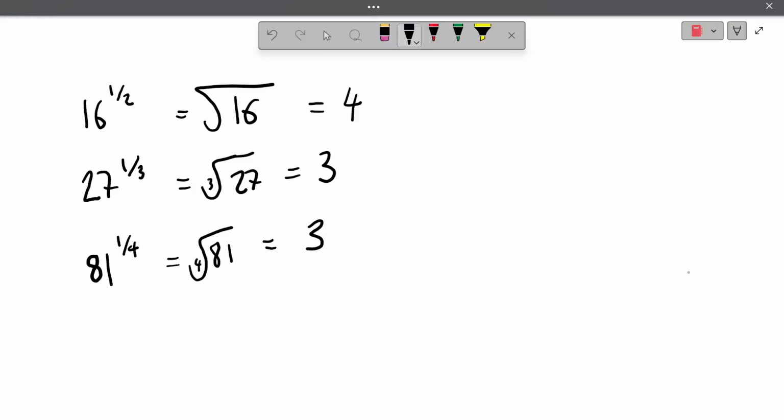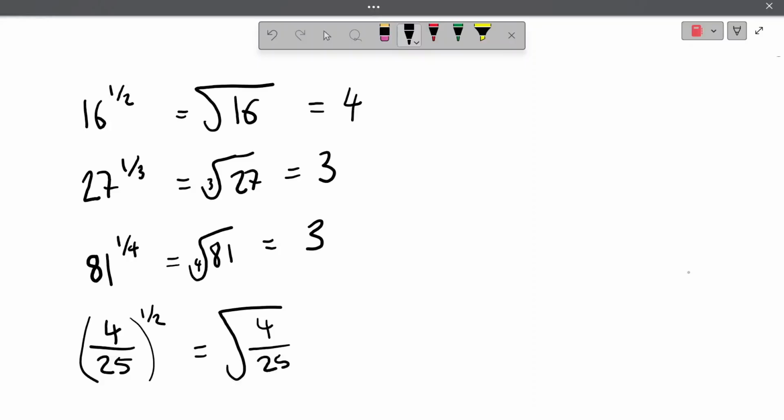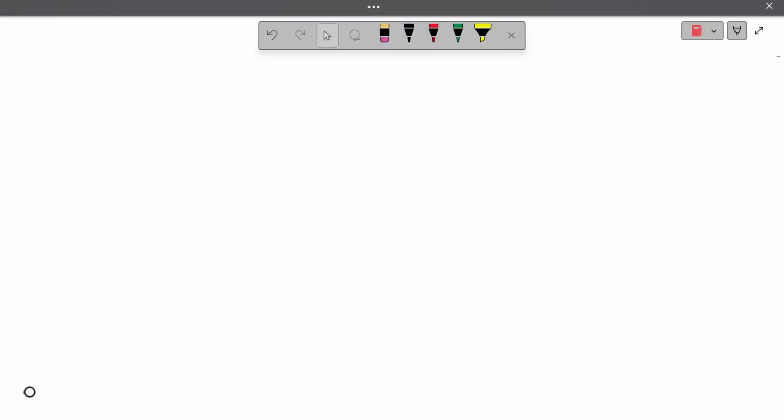If I had fractions, like, I don't know, 4/25 to the power of a half, well, that is the same as the square root of 4/25. And the square root of 4 is 2, and the square root of 25 is 5. So let's have a little look at some other ones.